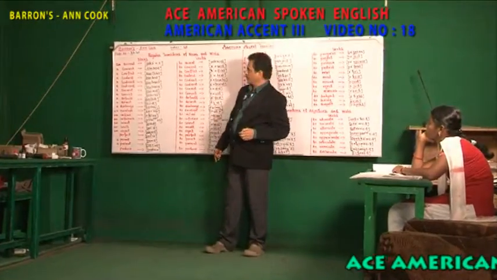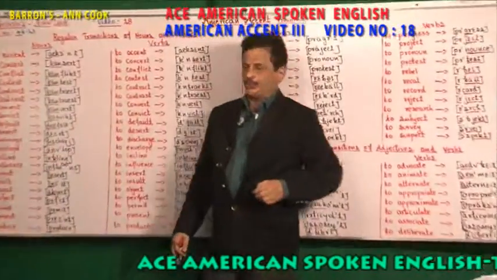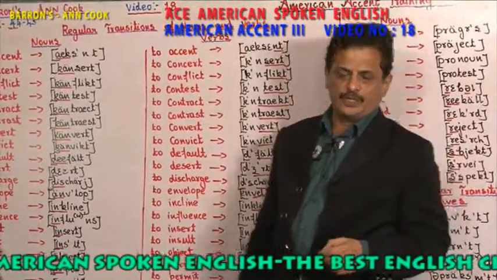Take your American Accent 3 book. We have come here to the video. 18 is the regular transitions of nouns and verbs.